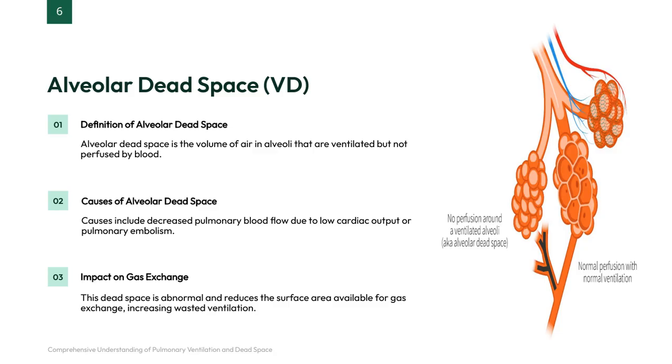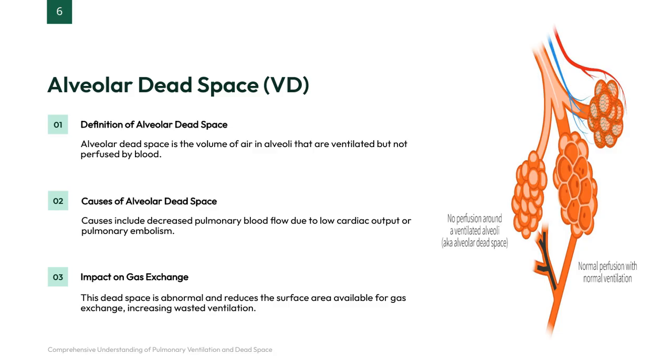This situation results in what we call wasted ventilation, because a portion of the air we breathe in isn't contributing to oxygenation. Moving on to the impact on gas exchange, decreased pulmonary blood flow is a major factor here. Conditions like low cardiac output or pulmonary embolism can cause blood flow to be reduced or blocked, and that further worsens the mismatch between ventilation and perfusion.